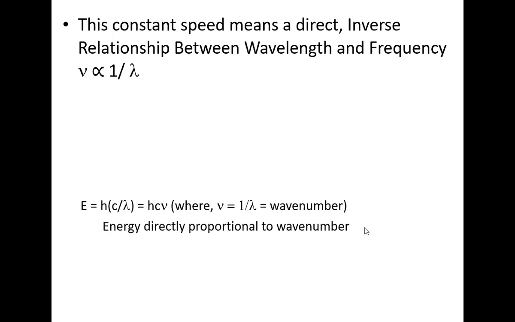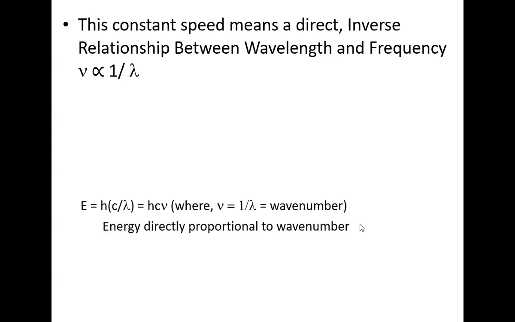So it just means that we have that equation. There is a direct relationship between frequency and 1 over lambda. Sorry, the constant speed means a direct inverse relationship between wavelength and frequency. Remember, nu is directly related to 1 over wavelength, going by the formula that we know.